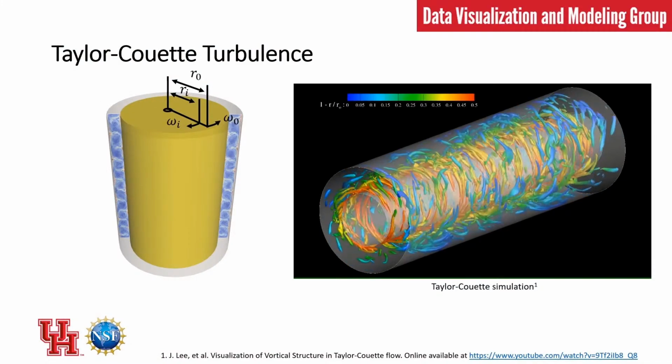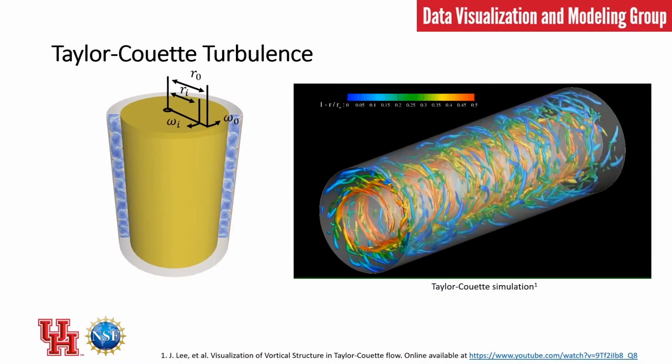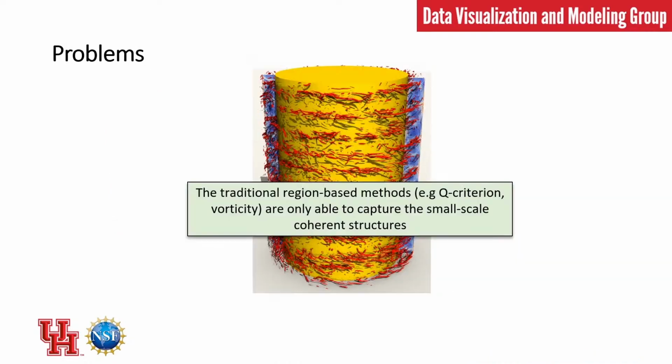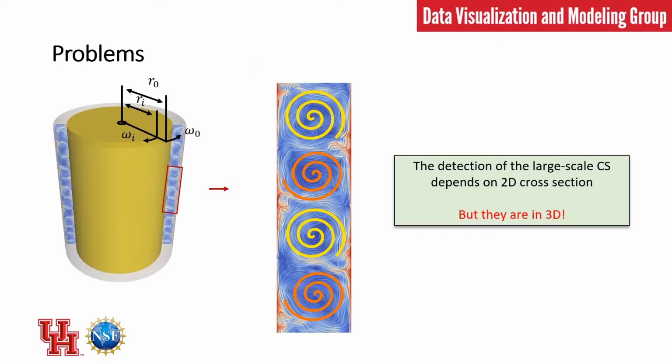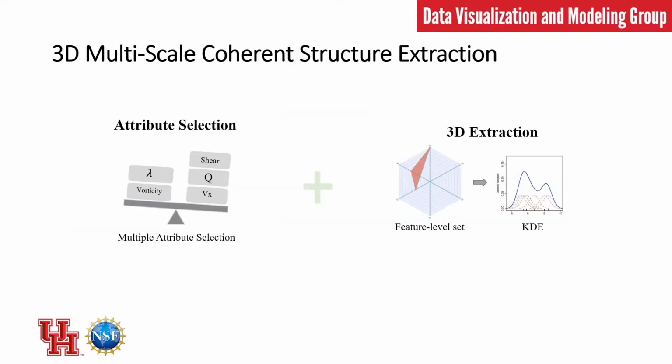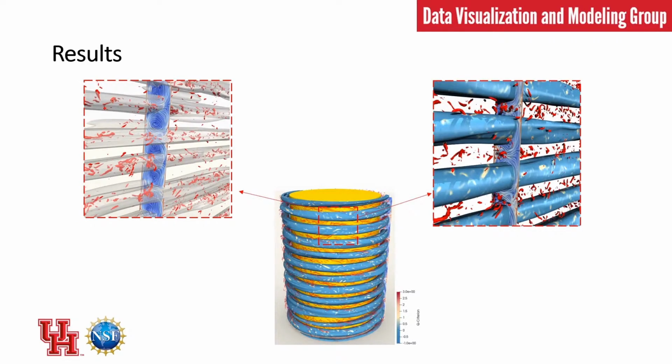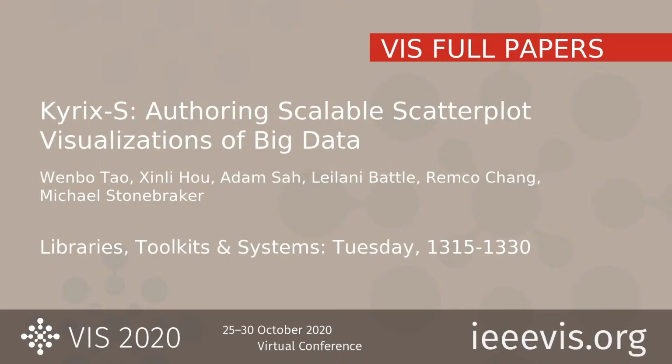Taylor-Couette flow is a turbulent fluid motion created in the gap between two rotating cylinders. The traditional region-based methods are only able to capture the small-scale coherent structure. The detection of the large structure depends on the 2D cross-section, which is not the true configuration. We adapt the feature level-set methods and the density estimation to combine multiple attributes and use them as the filter to separate large and small-scale structure.